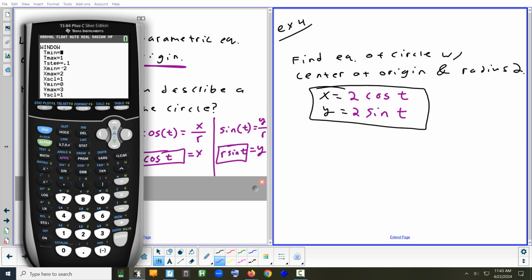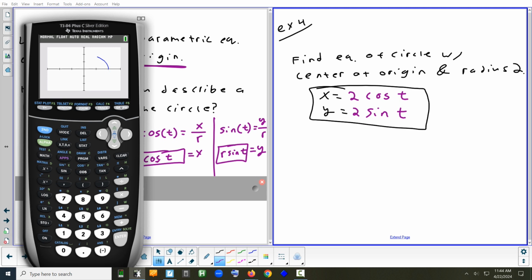First of all, if my circle is a radius of 2, what should I set my x min and max and y min and max to? Yeah, I would do all 3's and negative 3's. Okay, so let's take care of that first. Let's do negative 3 to 3, and let's do negative 3 to 3. Okay, so now we've got enough room to see the circle.